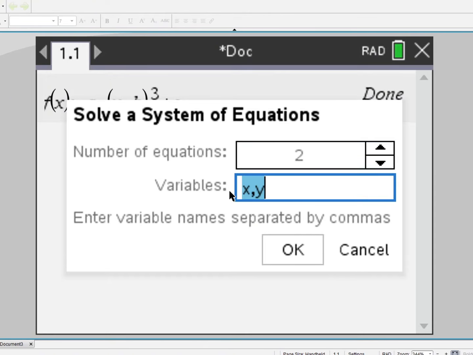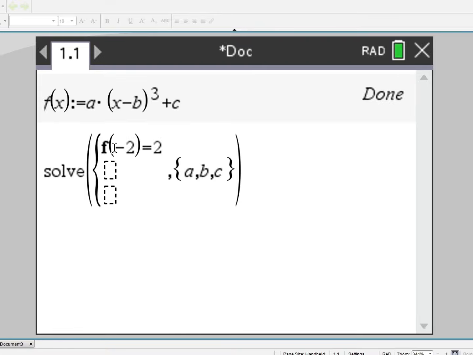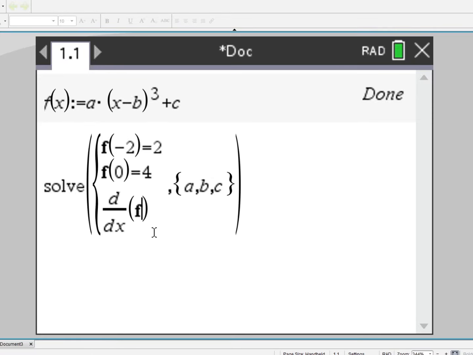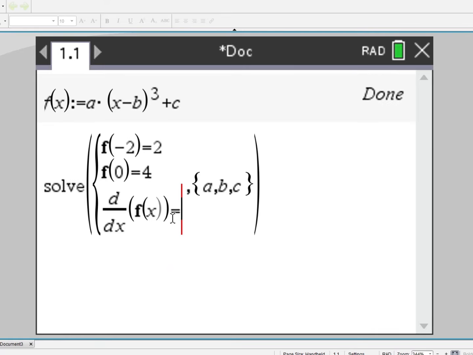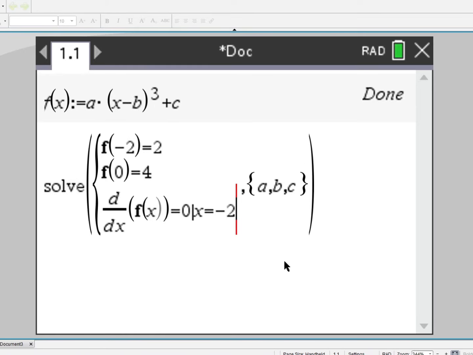So go to menu, go to algebra, go to solve systems of equations, and we have 3 variables, so a, b, and c, and we want 3 equations. We have 3 equations. Press OK. The first one, what did we say? We said that f of negative 2 is going to be equal to 2. Next one was f of 0 is going to be equal to 4. The next one was f dash, the derivative of f of x, is going to be equal to 0 when x is equal to negative 2. Enter, and we got all our values.